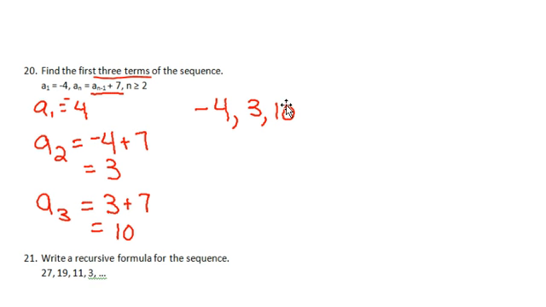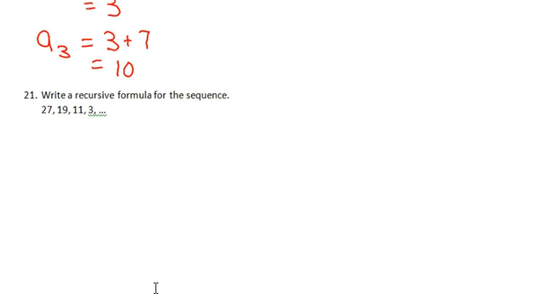Again, hopefully nothing too challenging there. Write a recursive formula for the sequence. So recursive is when you're using your n minus 1. Here you have to figure out which type of series it is. This one turns out to be an arithmetic because I am going down by -8.